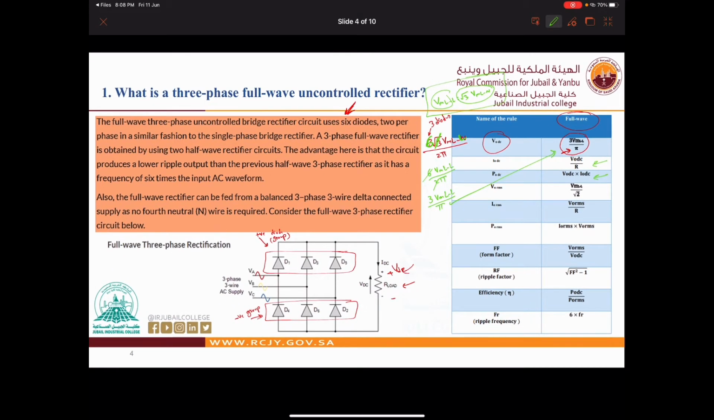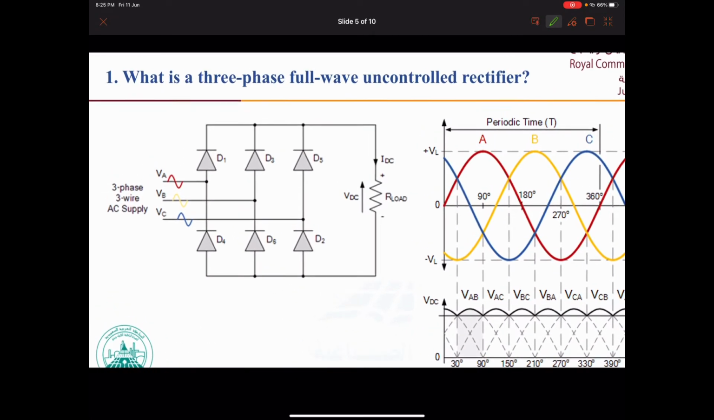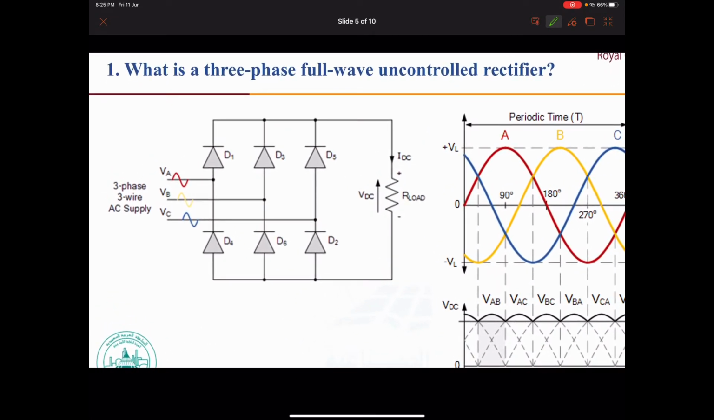In the coming slide, we will see how the diodes are working. Now let's go to the next slide. Now let us see our rectification circuit here on the left side. This is our rectification circuit for the three-phase full wave uncontrolled rectifier.